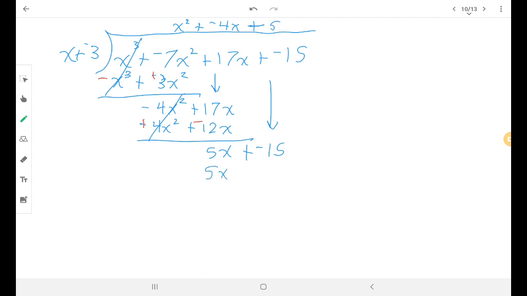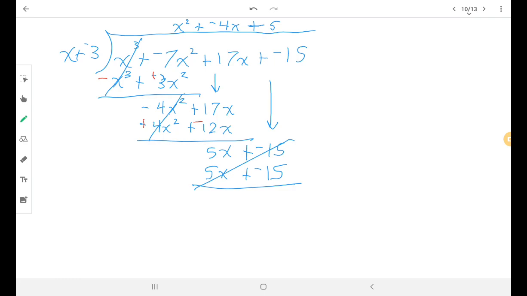5 times x is 5x. Plus 5 times negative 3 is negative 15. Those all cancel when you subtract them, giving you another remainder of 0, so that's really good. That means that x equals 3, that is, x plus negative 3, or x minus 3, is also a factor, and x equals 3 is also a 0. So now we've confirmed both of those, and we've narrowed it down to just a quadratic.